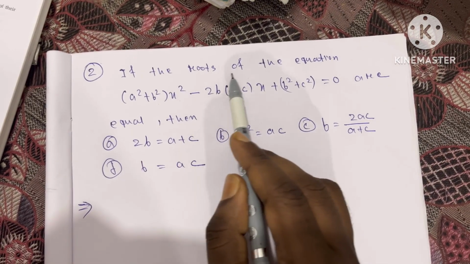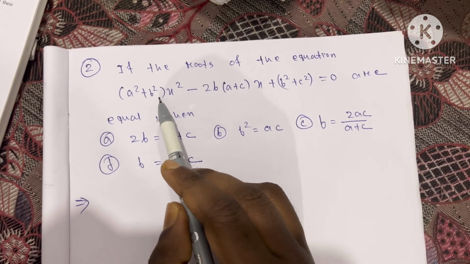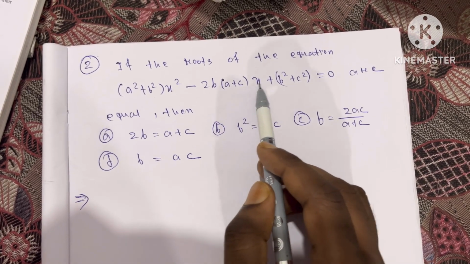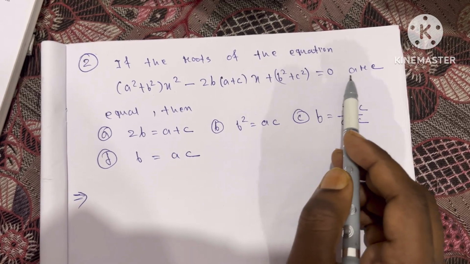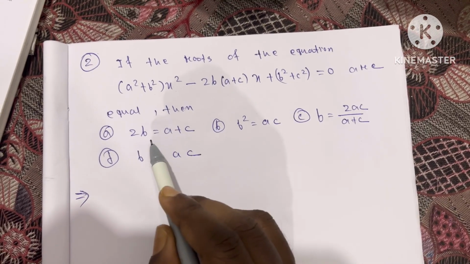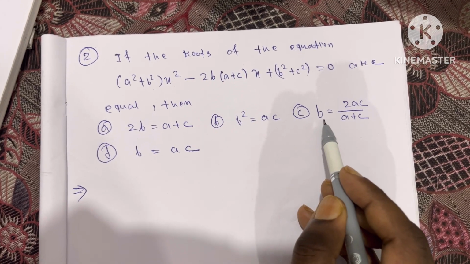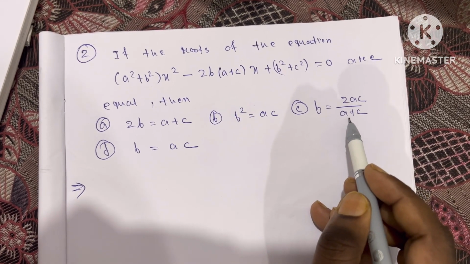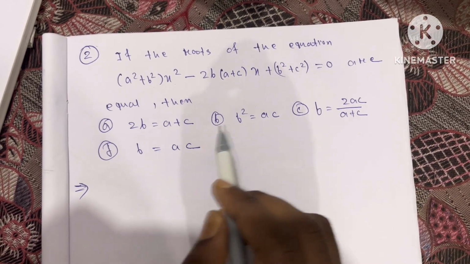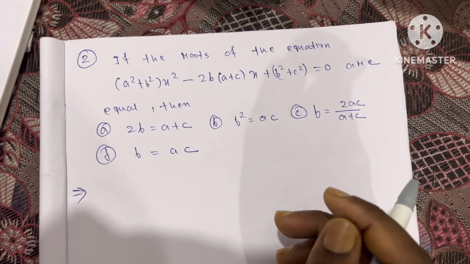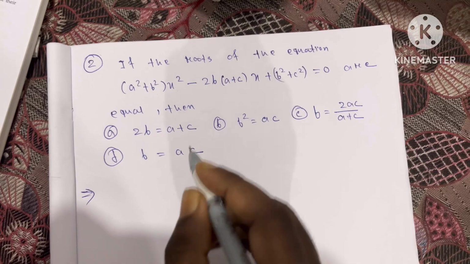Question number 2. If the roots of the equation (a square plus b square) x square minus 2b(a plus c) x plus b square plus c square are equal, then the options are: 2b equal to a plus c, b square is equal to ac, b is equal to 2ac by a plus c. So which option will be correct? After simplification you will get it. This is same like question number 1.